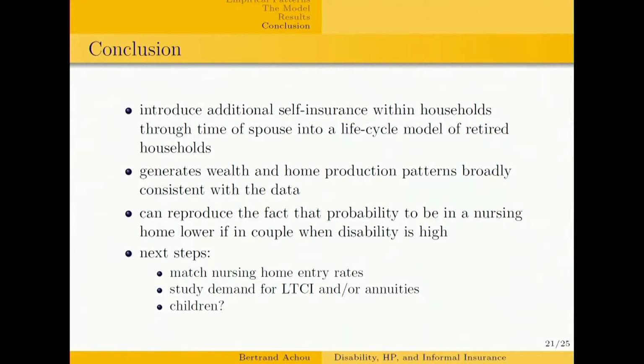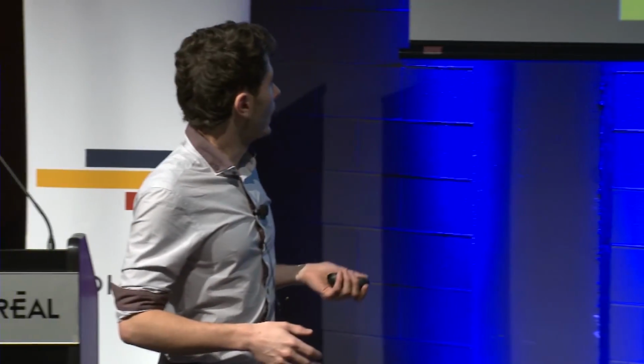And that leads me to the conclusion, because there's still, of course, a lot to be done. So this paper has introduced an additional self-insurance channel within a household, through the time of the spouse, into a life cycle model of retired households. That's something which, to my knowledge, has not been done yet. So that's something a bit new. It can typically replicate the wealth decumulation patterns as well as the home production patterns that you observe in the data. And it can reproduce the fact that the probability to be in a nursing home is lower if you're in a couple when disability is high. So typically, if you're very disabled, being in a couple reduces your probability to be in a nursing home.